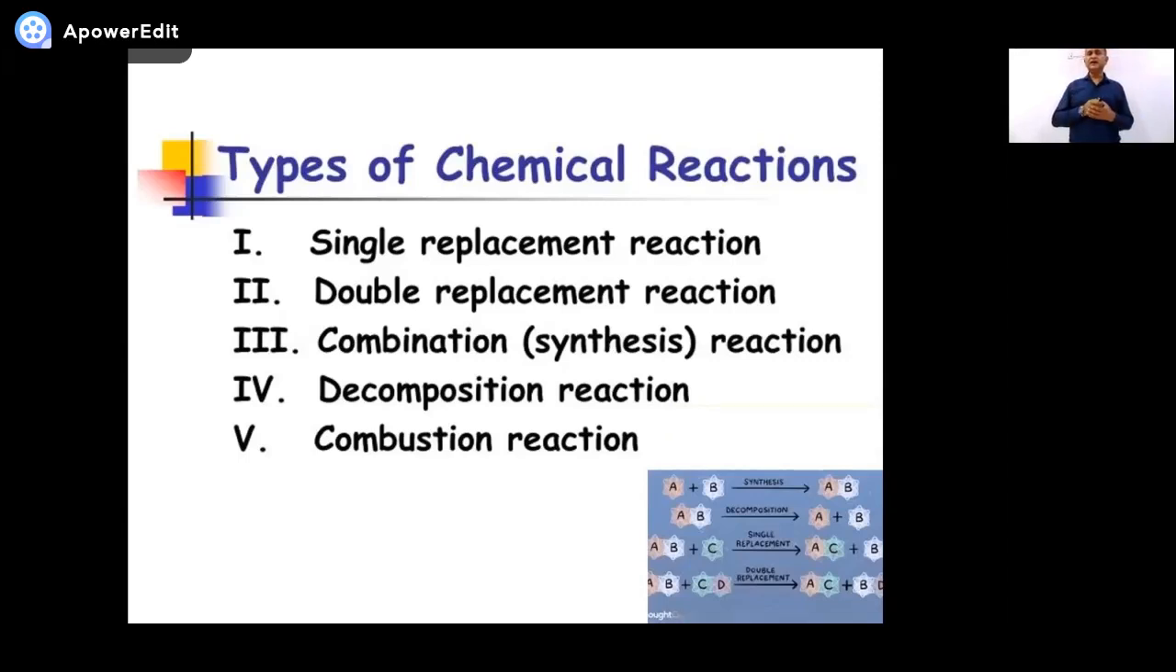Then in the single displacement reaction, one atom displaces another one. Obviously, the stronger one will displace the weaker one. It happens everywhere. In chemistry also it happens. Then the double displacement reaction, we'll see. And finally, the combustion reactions. Combustion reaction means reaction with oxygen. It could be atmospheric oxygen or any other. All right, so we'll go through these reactions one after the other.